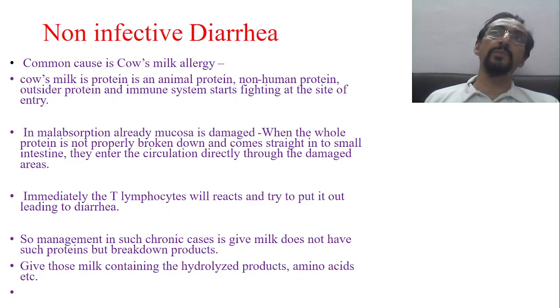Sometimes in malabsorption, another condition, whenever there is malabsorption where already the mucosa is damaged, when the whole protein is not properly broken down and comes straight into the small intestine, they enter the circulation directly through the damaged areas. This is possible. This is actually what is happening in case of celiac disease.